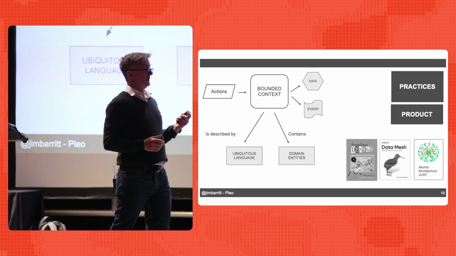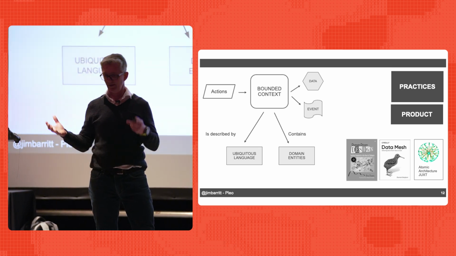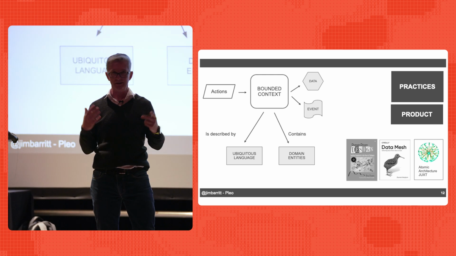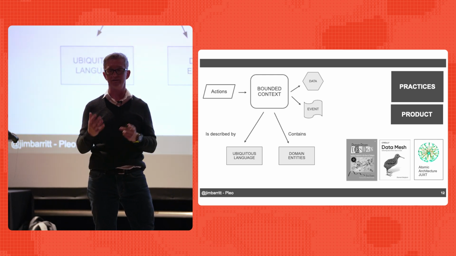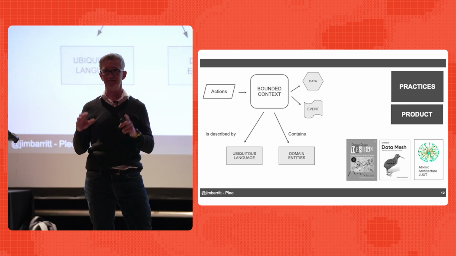What else am I going to say about product? Okay, so this is this other part of it. I put this under product. It could go somewhere else, but I think it's related to the way we design things. And what we're really talking about here is domain-driven design.